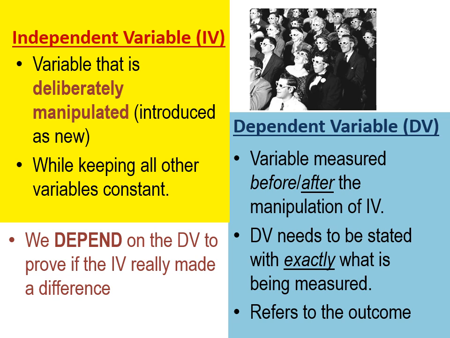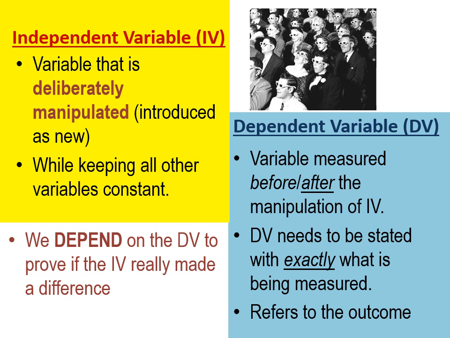So this is the variable we would measure before and after we've given the independent variable. And the dependent variable needs to be stated exactly what's being measured. So for instance, how many words can I memorize? Well, study me before I have caffeine. How many words could I memorize? And then give me an equal list, not the same list, but an equal list of words of the same difficulty level after I've had my caffeine, and I'll bet you I can remember more words.